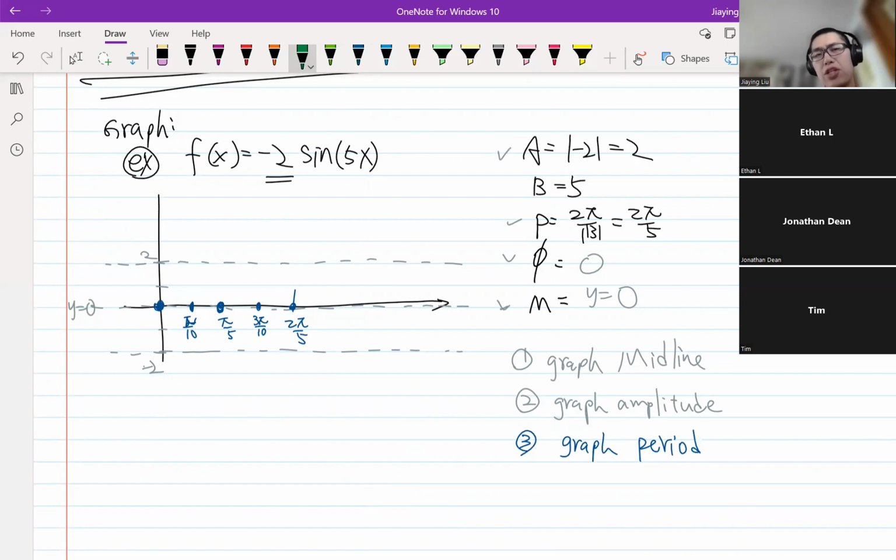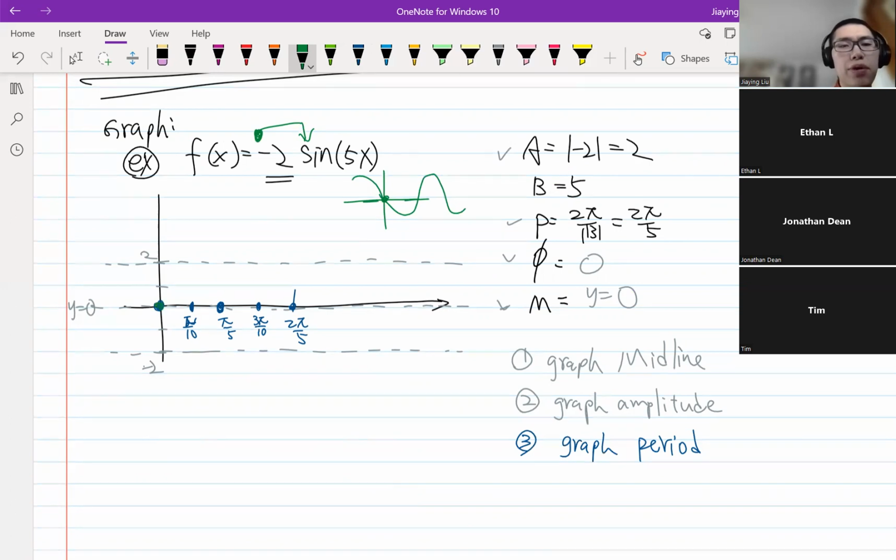So this function has a negative sign. That means if we have a negative sign, the graph is not going to go from the midline, the origin, and go up. It's actually going to go down, then go up, like this. That's what a negative sign does.